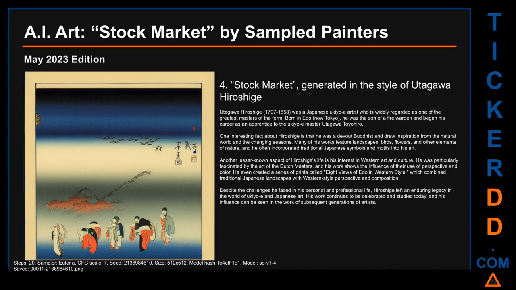Here is Stock Market, generated in the style of Utagawa Hiroshige. Utagawa Hiroshige, born in 1797 and died 1858, was a Japanese ukiyo-e artist who is widely regarded as one of the greatest masters of the form. Born in Edo, now Tokyo, he was the son of a fire warden and began his career as an apprentice to the ukiyo-e master Utagawa Toyohiro.